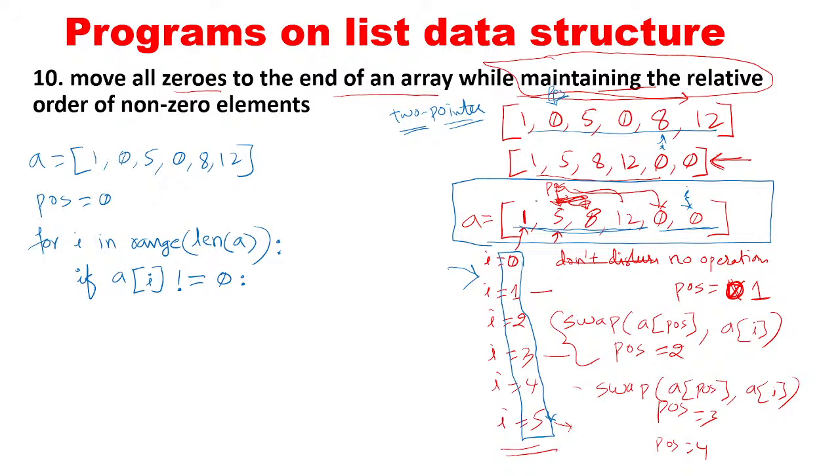In Python it is very easy to swap two numbers. How can you swap? For example, a value is 10, b value is 20. In Python you can swap like this: a comma b equals b comma a. That's it. The two numbers will be interchanged. 20 goes here and 10 comes here.